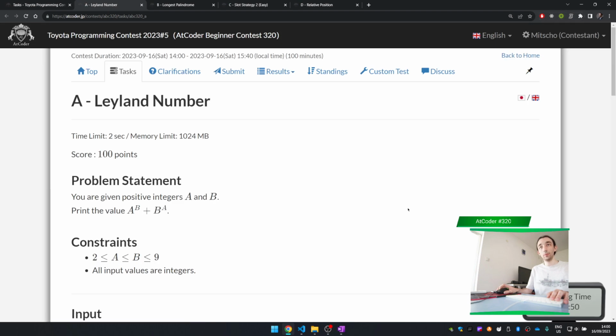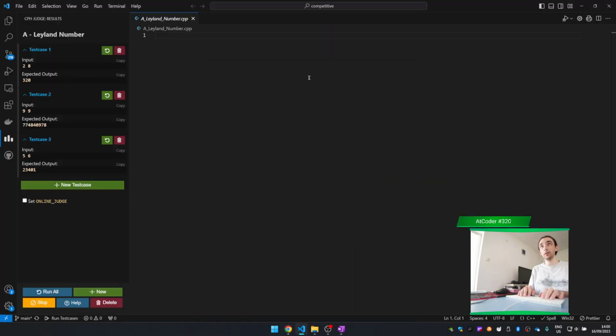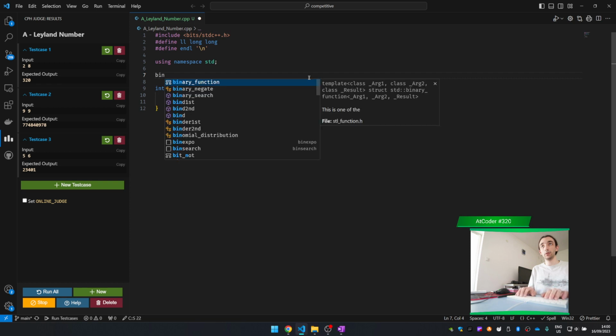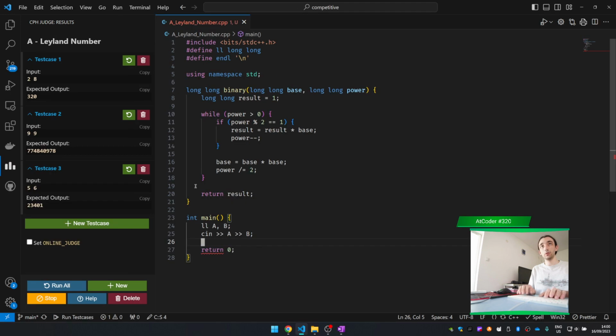You're given positive integers a and b. Print the value of this, but so I don't trust the power function, but I also have this already written binary exponentiation function. Just zoom in. So yeah, the value is binary a to the power of b plus binary b to the power of a, as far as I understood this.